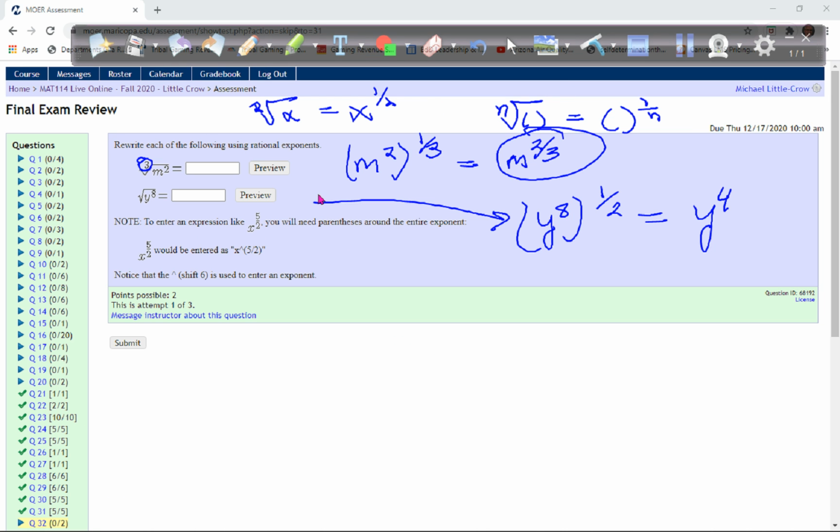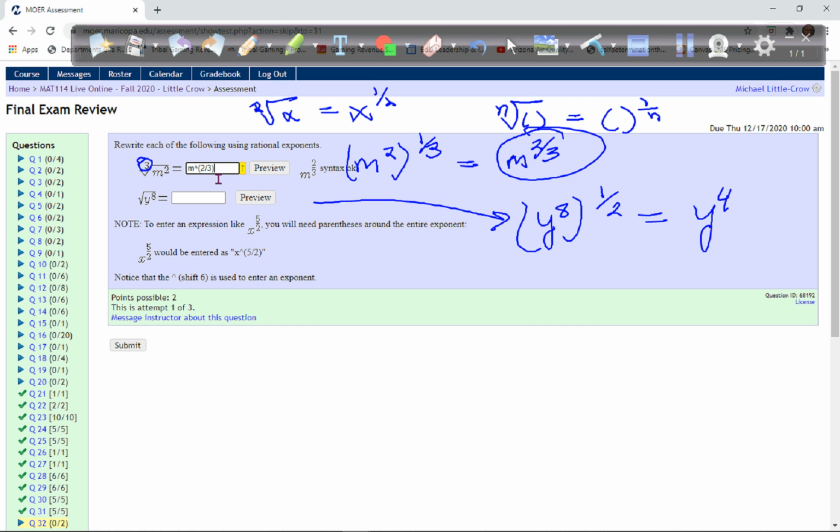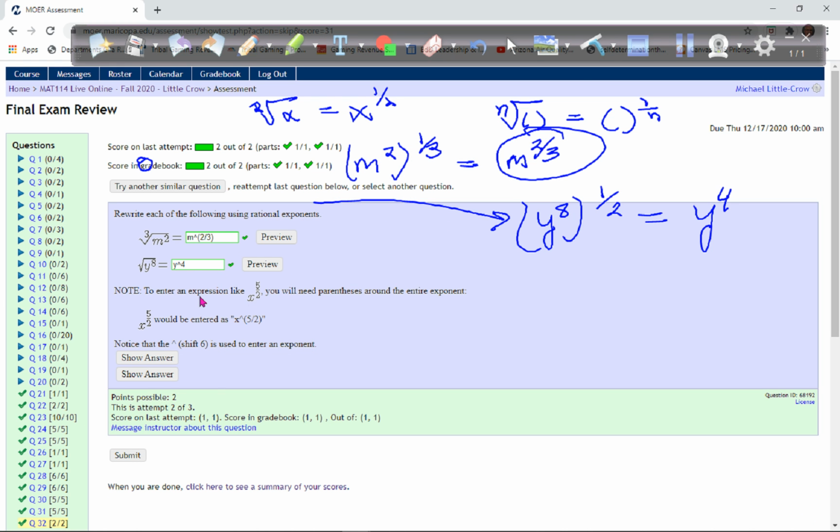I'll come back and put those in. And if we're going to enter it in directly, when we raise the exponent, to get proper order of operations, we have to put parentheses around 2 divided by 3 for that to come out correctly. If we don't put those parentheses, it raises it to the 2nd power and divides the whole thing by 3. You'll see it just doesn't do it right. This one is y to the 4th, so we don't need parentheses because we don't have a fractional exponent, because it reduced.